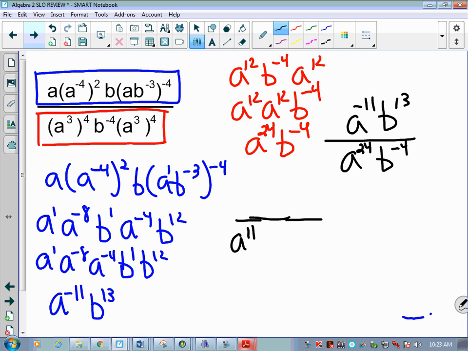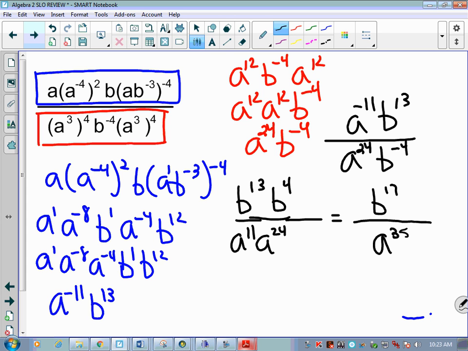Do I need to do anything with a to the 24th? No, so it's just times a to the 24th. B to the 13th, do I move it or leave it? Leave it. What about that b to the negative 4th? Move up, and it becomes b to the 4th. One final step: what do I do with those exponents? Add them. 13 plus 4 is b to the 17th. 11 plus 24 is 35, so a to the 35th. I have all positive exponents.